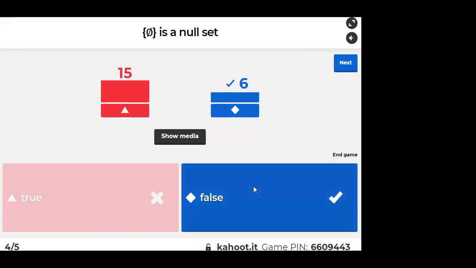So the answer is false. See, null set, as I told you, null set means the element is 0, so it will have one element. This is what I said during revision. Yes or no? But this is the empty set, which has 0 elements. So having 0 elements and having the value 0 are two different things.